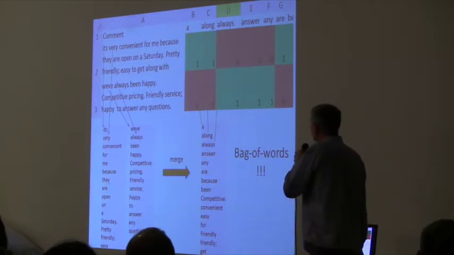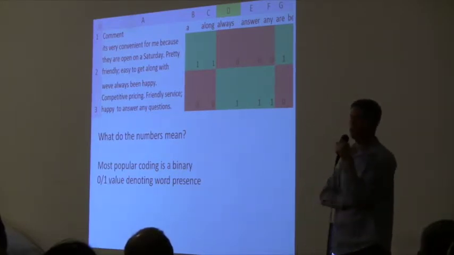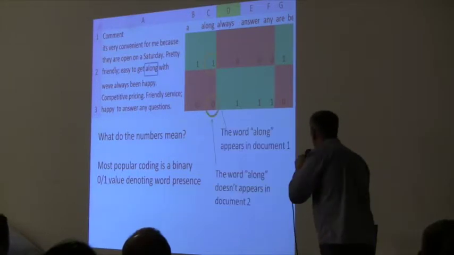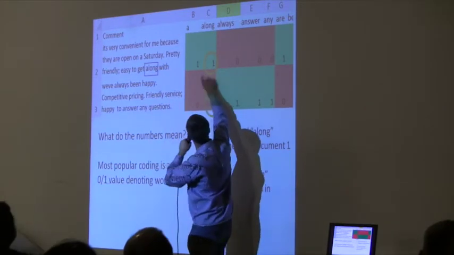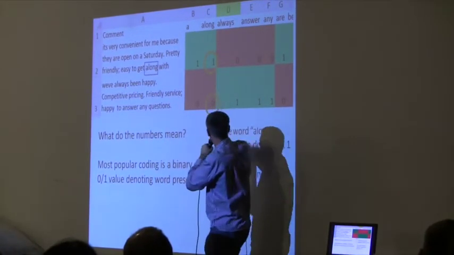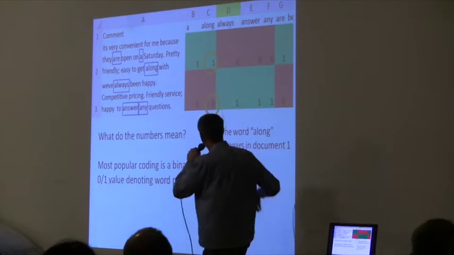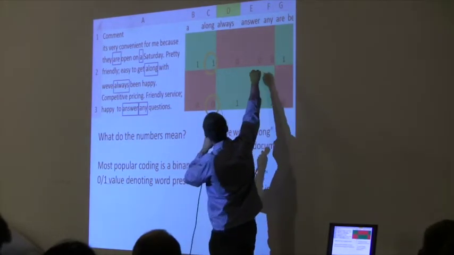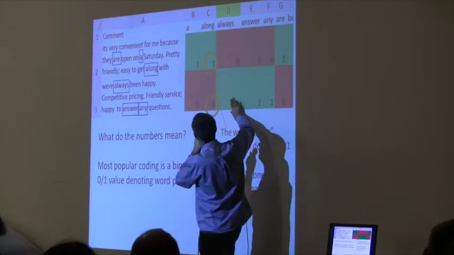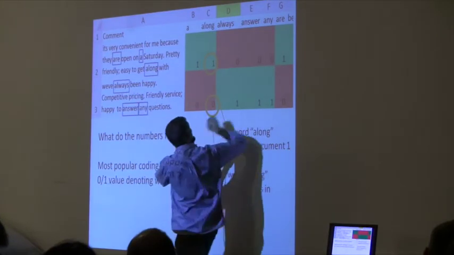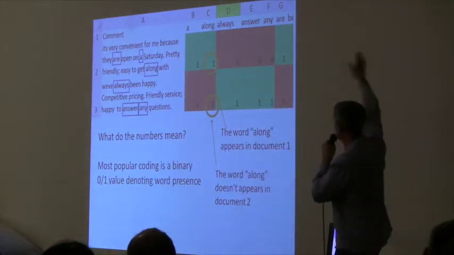What is that data? The most common coding that people use is a binary coding, which is simply the presence of the word in the document. So, in this example, the word "long", there it is, appears in the first document, so it gets 1, doesn't appear in the second document, gets 0. And the other words, so we've got "R", it is in the first document, "along", we've talked about that. The second document has "always", there it is, and "answer" and "any", so 1. And of course, you've got lots of columns.